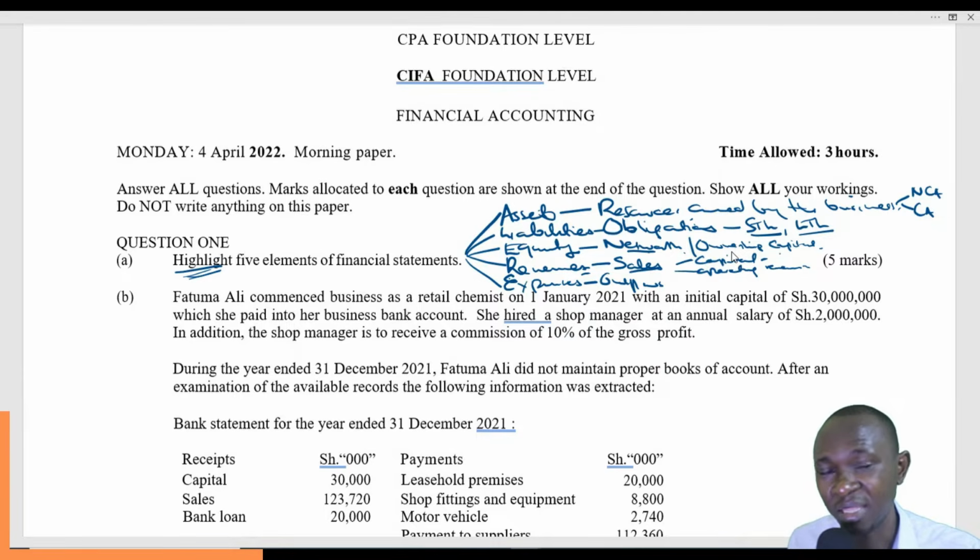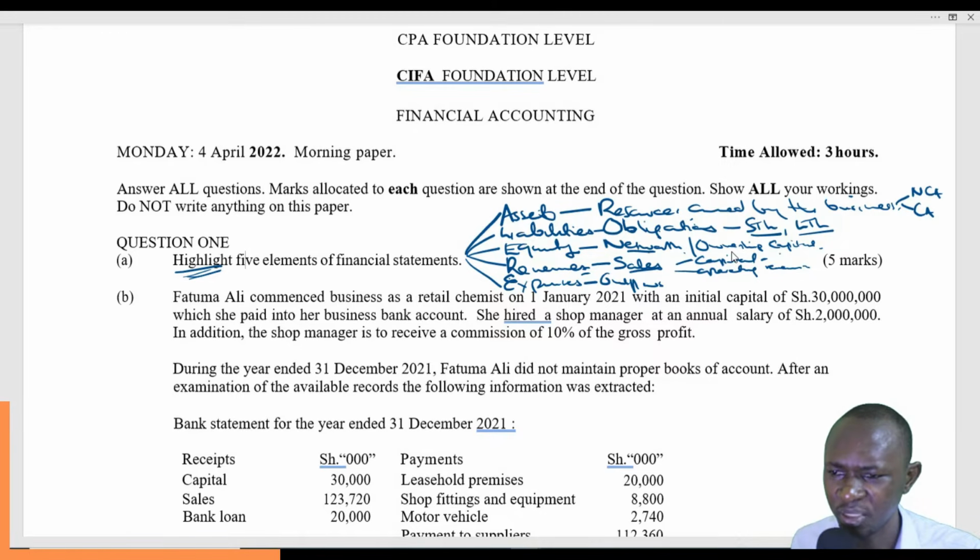When you're buying things that are short-term in nature, for the sake of the business, for business purposes, then we talk of revenue expenditures or operating expenditures. So these are the major elements of financial statement: assets, liabilities, equity, revenues, and expenses.